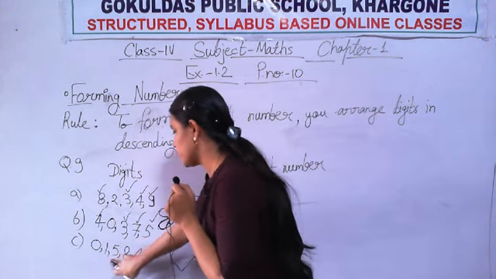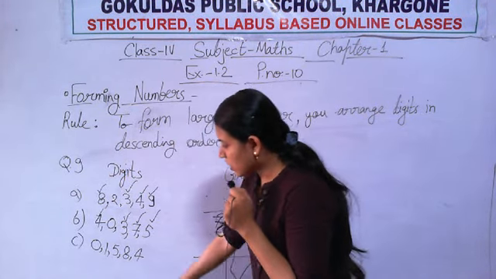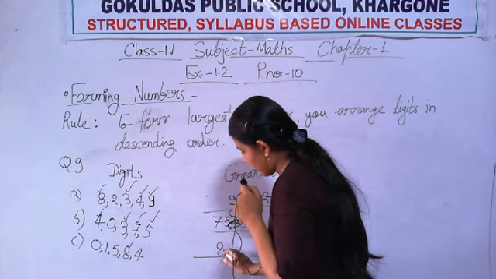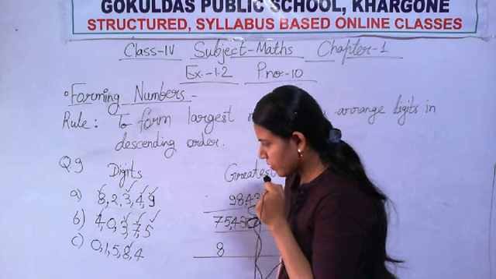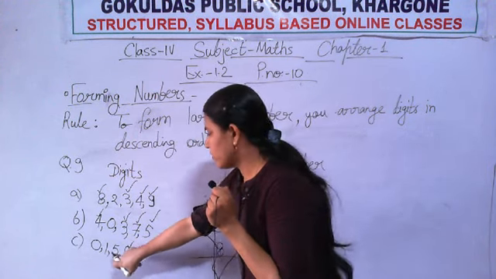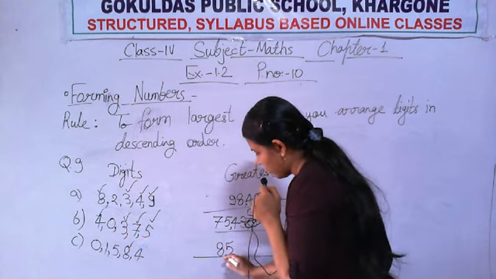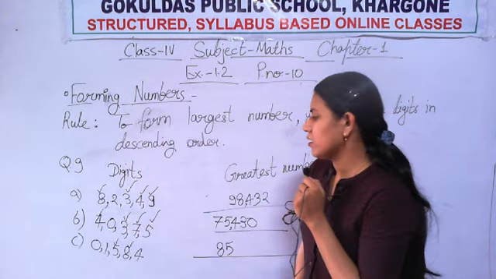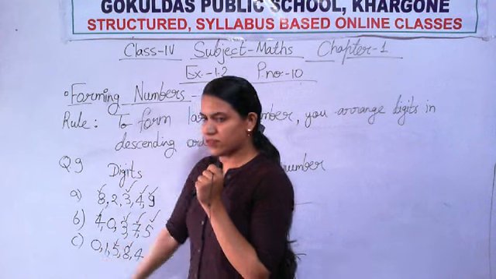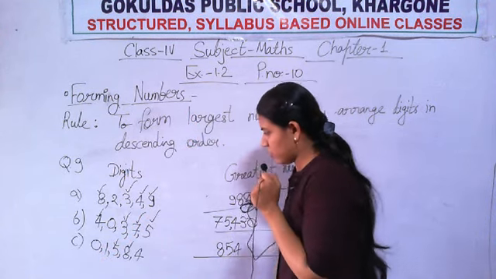Identify which one is the largest number out of these 5. You see that 8 is the largest. So you will write 8 as the first number. Okay. Then which will come? 1 will come? No. Then which digit will come? 5. Right. 5 will come. Then after 5, which is the largest among 4, 1 and 0? Which one is the largest digit? 4. So you will write 4 here.